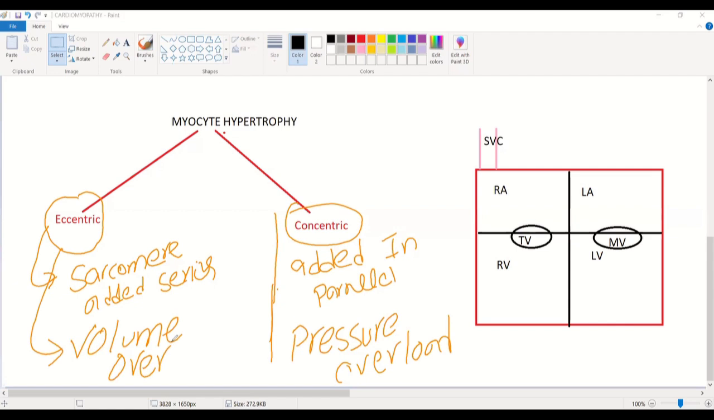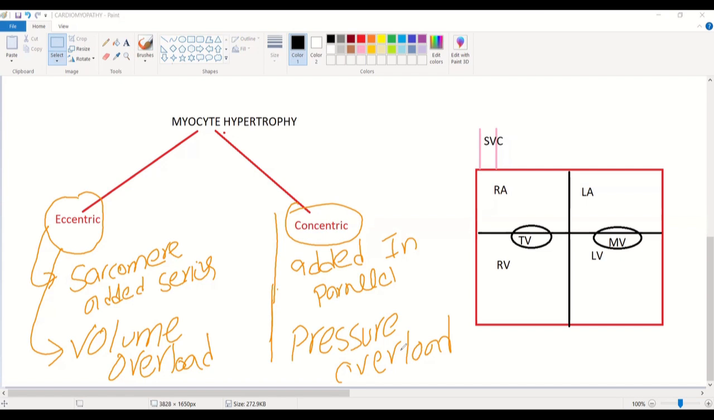There are a lot of conditions that lead to the volume overload, like aortic regurgitation. Dilated cardiomyopathies also lead to a volume overload type of condition. Pressure overload, like aortic stenosis and hypertension, these kinds of stuff lead to the concentric hypertrophy.